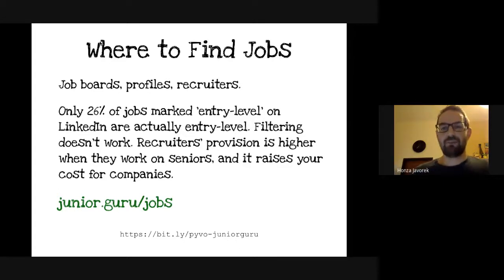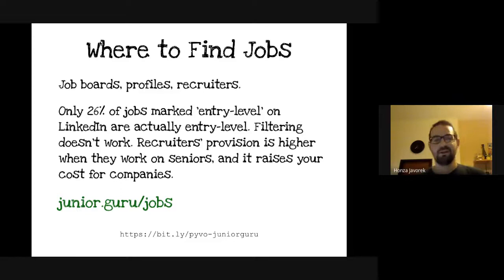So where to find jobs? Three main sources, I'd say. Job boards, that's the obvious first option. The problem is that many suffer from this thing: only a fraction of jobs marked as entry level or junior level are actually entry level. That's because when recruiters file the positions there, they tick off all the filtering options because they want to keep their doors open, in case a good candidate from any seniority level would apply, and maybe we would want them.